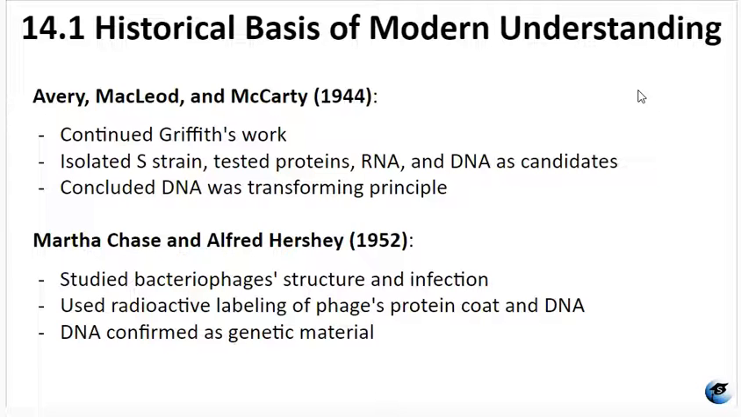An experiment conducted by Martha Chase and Alfred Hershey in 1952 proved that DNA was indeed the genetic material. They studied a bacteriophage, which is a virus that infects bacteria. And they labeled it with phosphorus-32 (32P) to mark it, right? By observing which radioactive molecule entered the bacterial cells after infection, they were able to find that only the phage DNA entered and carried the information to produce more phage particles, right? So this experiment solidified DNA's status as the genetic material.